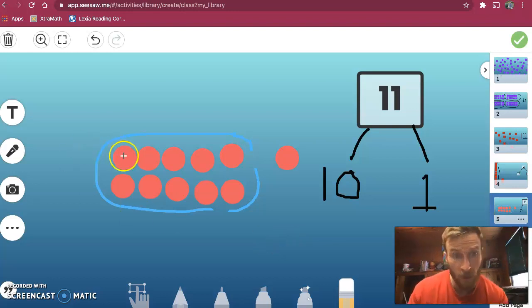I drew it in my 10 frames right here. You can draw it in your 10 stick. You can draw it in 5 groups, or actually don't draw it in 5 groups. Sorry, we're working with 10 today. So we want groups of 10. I like 10 frames. I'm going to stick with that.